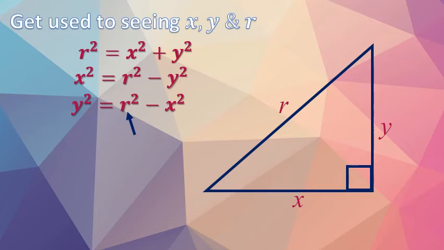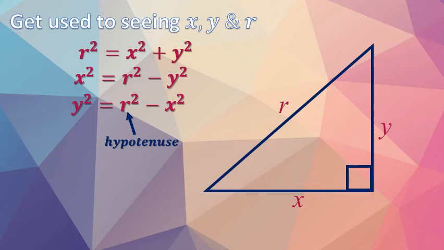So r being the hypotenuse will be the biggest value of the three sides of this triangle. And so if you are looking for either the vertical or horizontal side of the triangle, you'll be subtracting from the hypotenuse. That r squared will never be at the end. You will never take r squared away from something else.